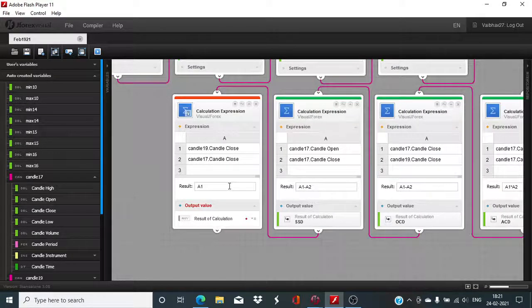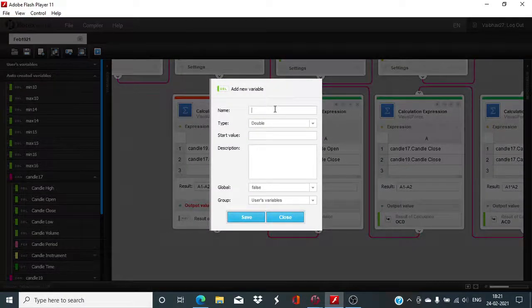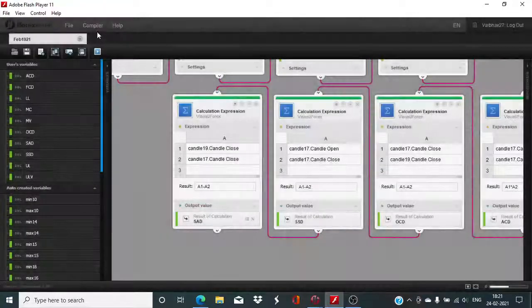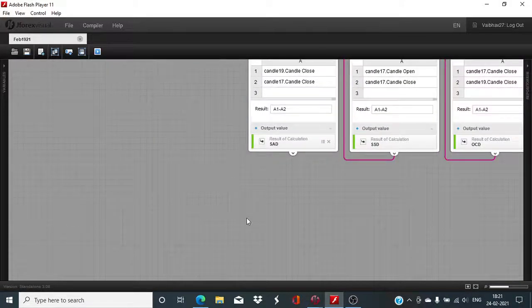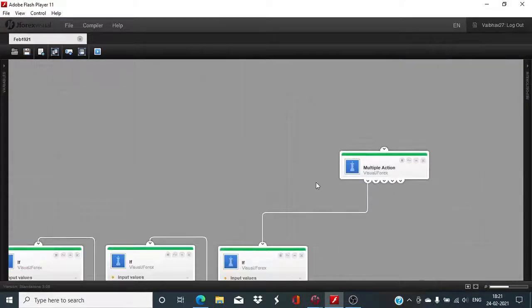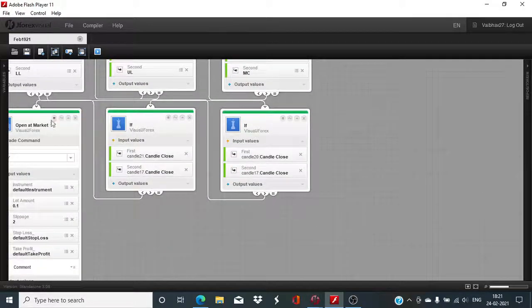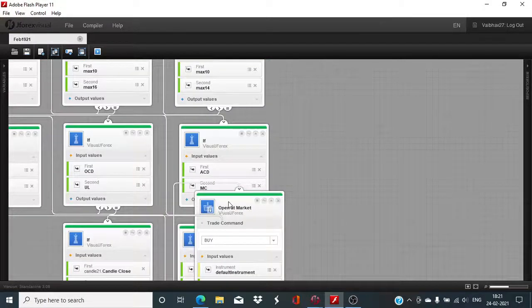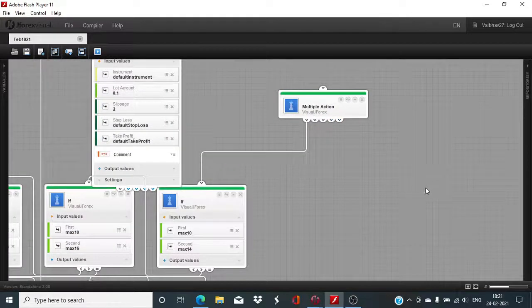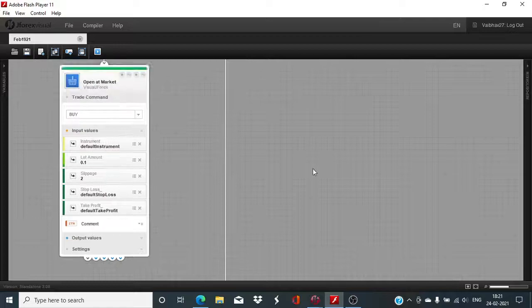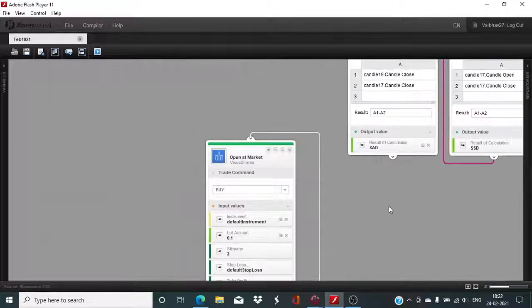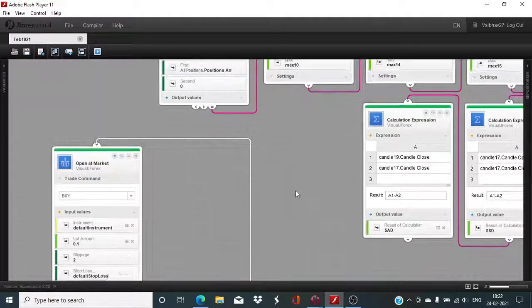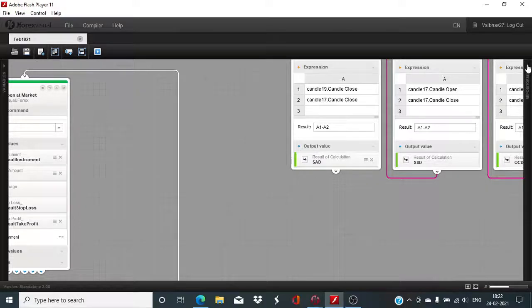Then A1 minus A2, sale actual difference, and to define the stop loss and target price. In the prior session I had joined this open at market block, but I had left the defining of the stop loss and take profit for this session. So in today's session I will also carry out that calculation.